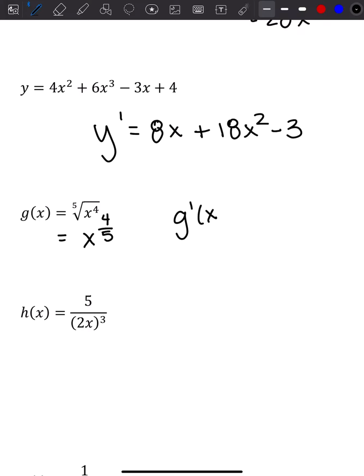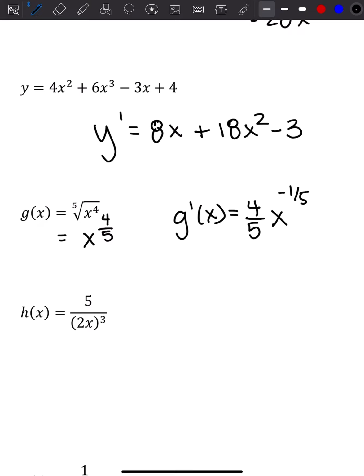So g prime of x is equal to, we are going to multiply our coefficient, which in this case is 1, by 4/5, so we have 4/5 times x, and then we are taking away a whole 1 from our fraction, so it's like taking 5/5 away, which means that we really have -1/5 in our exponent.